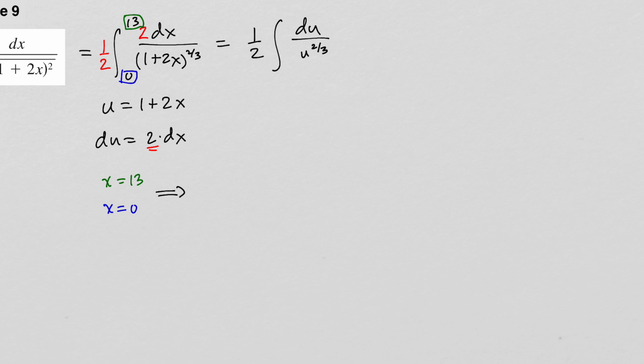So if x is equal to 0, u is going to be 1 plus 2 times 0. And I'm just getting that from our substitution. So if x is 0, I'm just going to put that 0 right in here. And that's going to give us u equals 1. And then when x equals 13, u is going to be 1 plus 2 times 13, which is 27. Okay? So our new limits are going to be 1 for the lower limit and 27 for the upper limit.